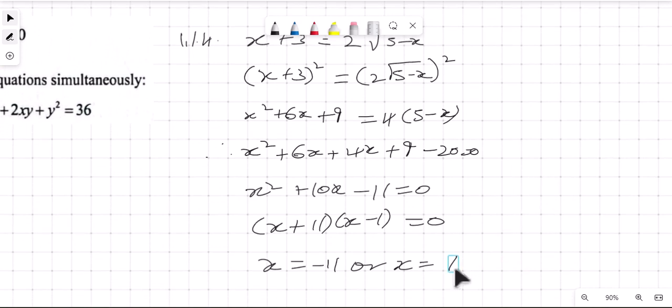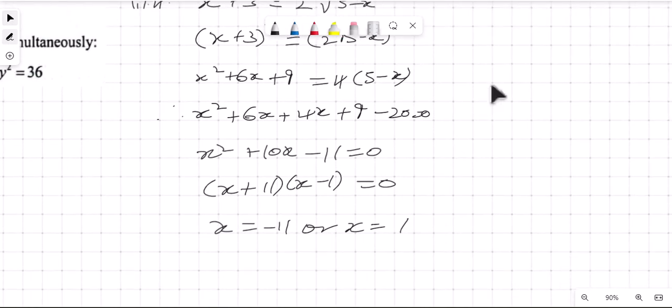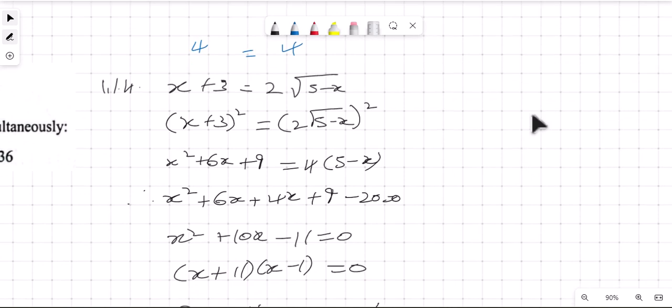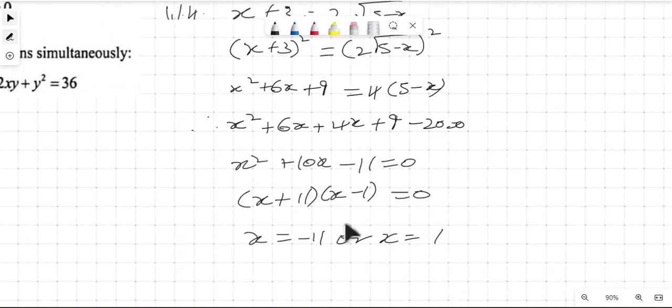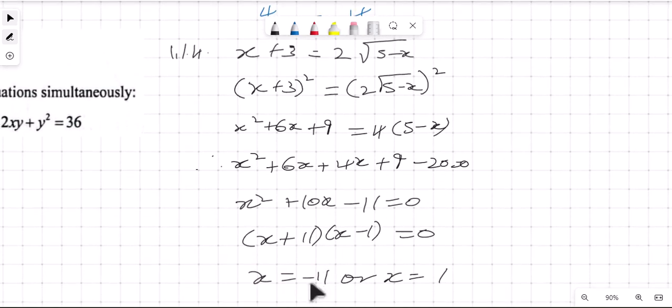So if I take 1 and put it on the left hand side, it's going to be 1 plus 3, I'm going to have 4. Let's look at the right side also. If I put 1 here, it's going to be 5 minus 1, which is 4, square root of 4 is 2. 2 times 2 is 4. Meaning 1 is the solution. But if we test negative 11, you will find that it's not the solution. Therefore, we're going to cross it.